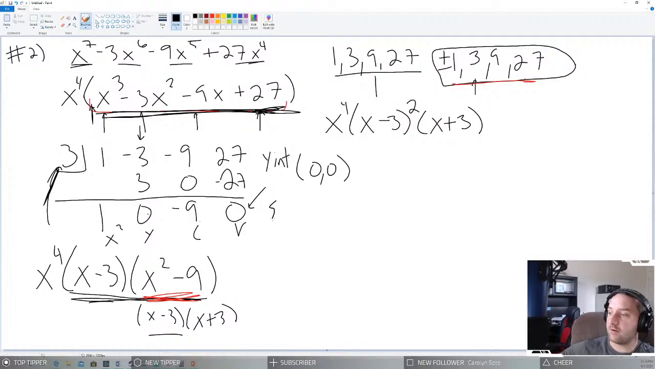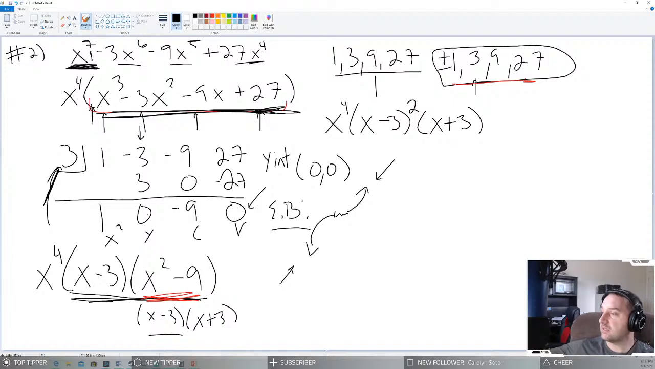Then my end behavior. For the end behavior, we can also look at our unfactored polynomial. We look at the leading term. It's positive, and the degree is odd. That's 7, that's our degree, that's odd. So when it's positive and odd, the end behavior is going to look like that. That tells me it's going to start here and end up there.